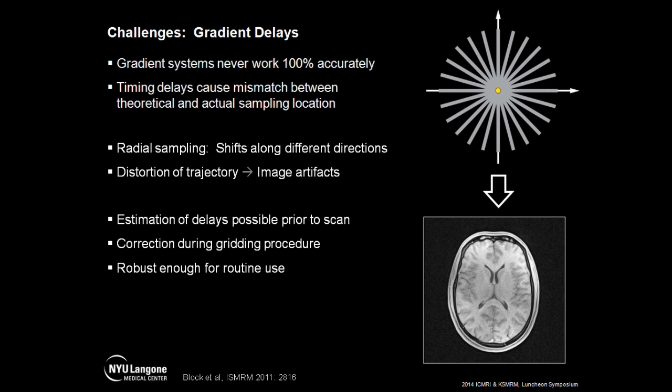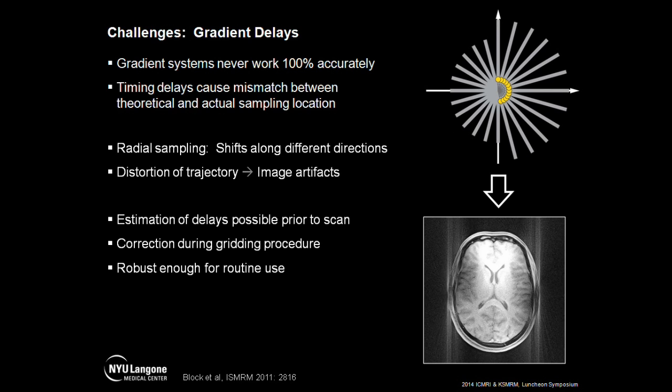However, if we use a radial sampling, then we have different readout directions, and this means we will get a shift into different directions. And that means we will have a distortion of the trajectory. And therefore, we will get these bad image artifacts, which you can see on the bottom.